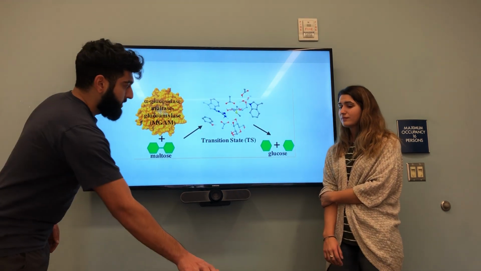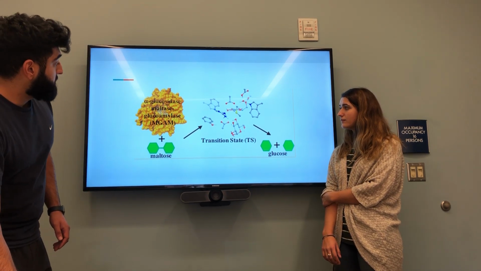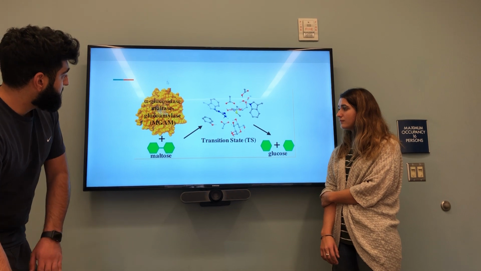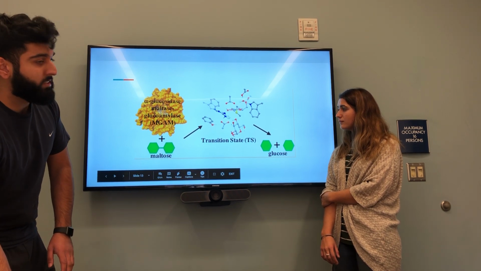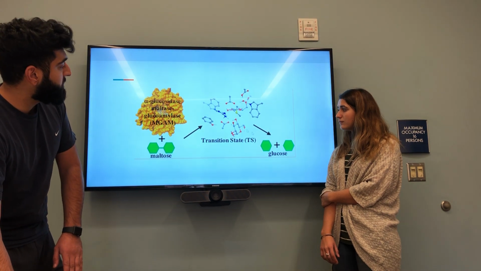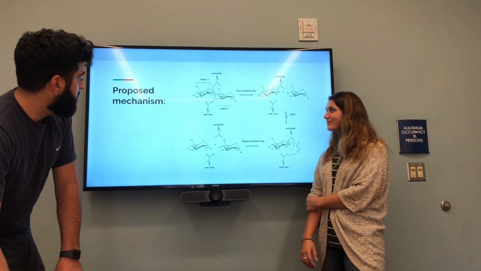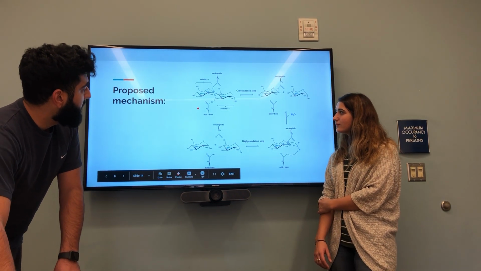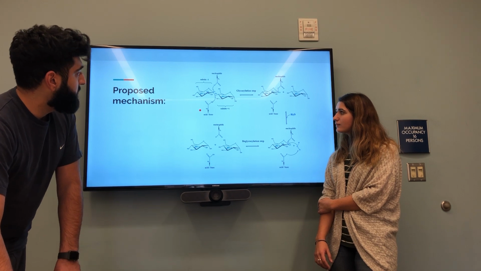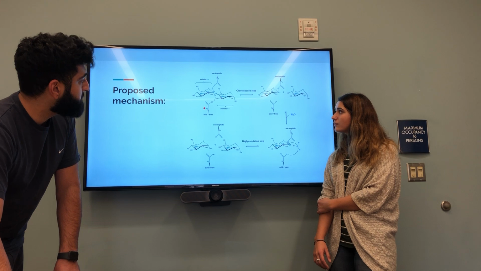So this is a little more detailed mechanism of what maltase does. This is your enzyme and maltose molecule that undergoes the transition state, where it's cleaved and then it leaves as 2 glucose molecules. As you can see here, they propose that it follows the Koshland double displacement mechanism.